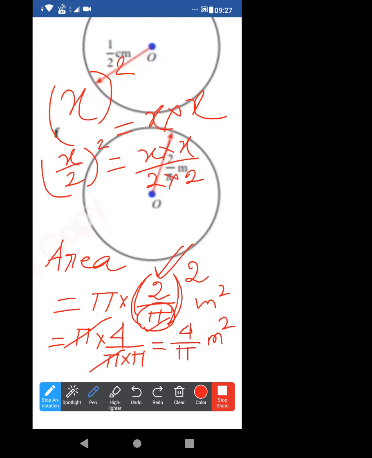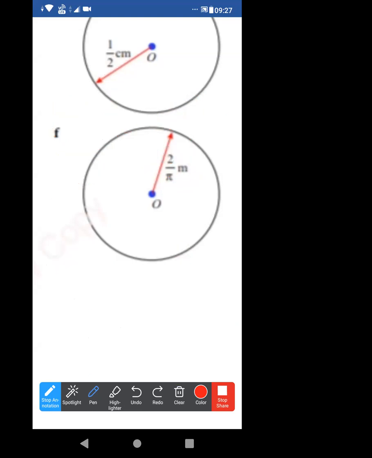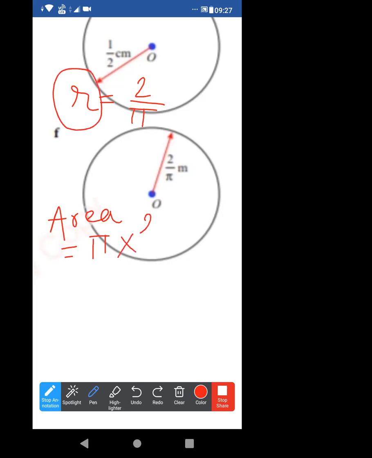Ma'am, I can't understand this one. Okay, wait. Again, I am explaining. Just look. The radius is given as 2 by pi. We are finding area, that is pi r square. R means what? We are putting the value directly, 2 by pi. So area means pi r square, and here it will be square. I am not putting the unit. At first, I am just making you understand.